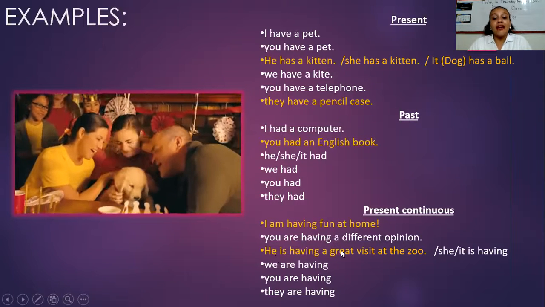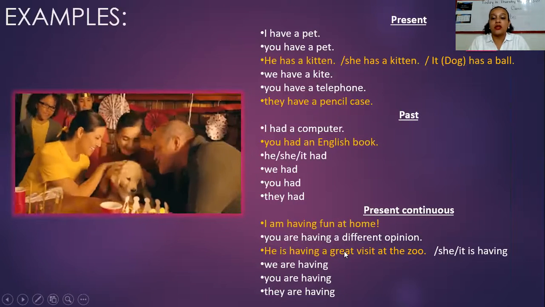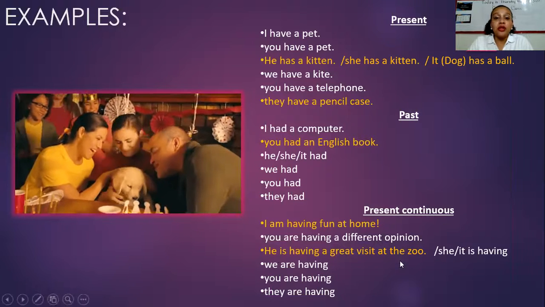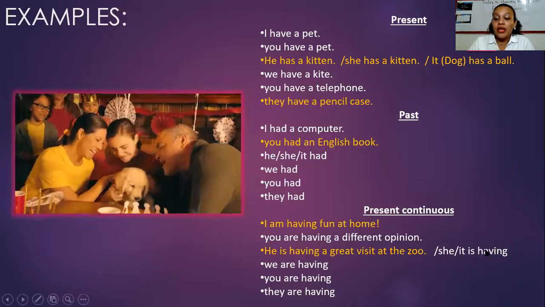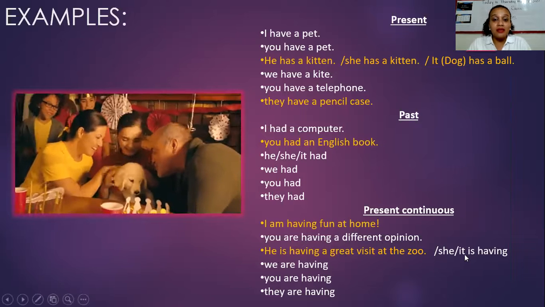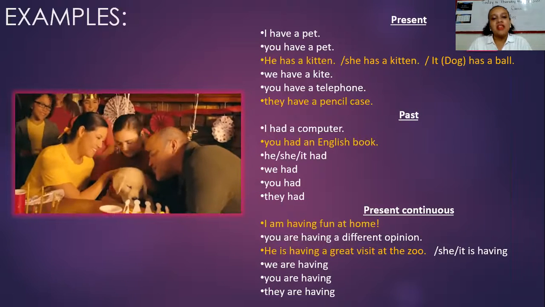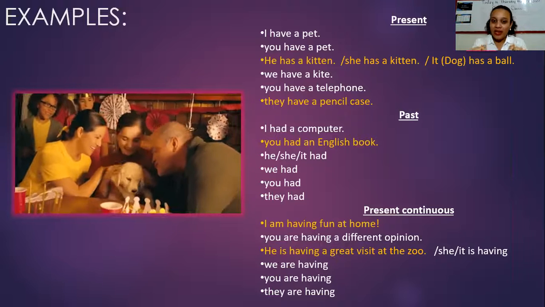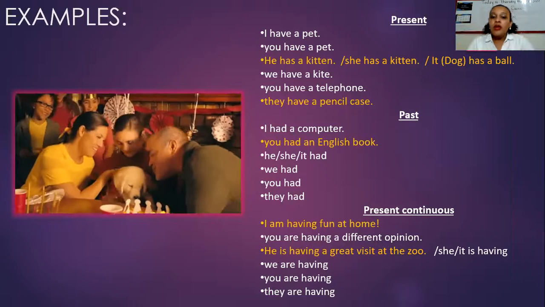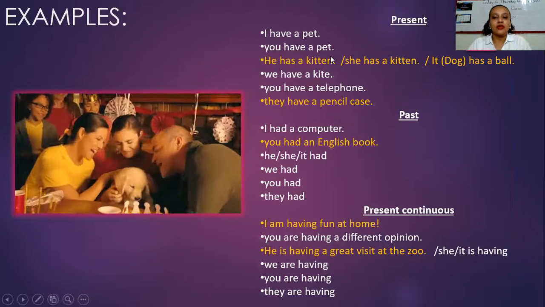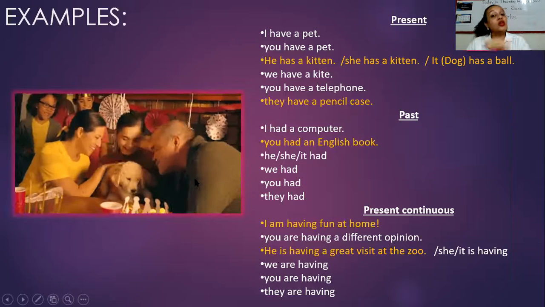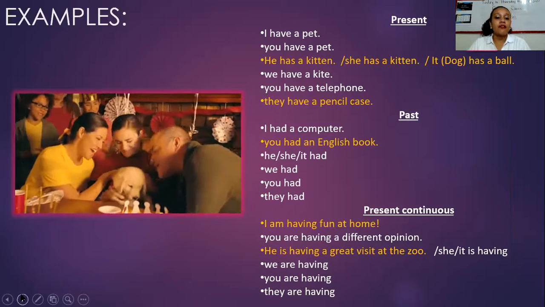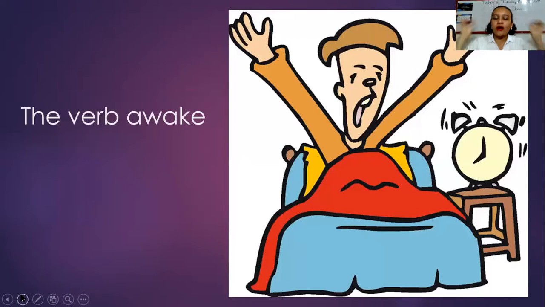And he's having a great visit at the zoo. Yes, at the zoo. She's having a great visit at the restaurant, or it is having a great day at the veterinarian. Yes. So when something is happening right now in the present, you are using the present continuous. So this is the way we use the verb to have. Let's go with the second one.